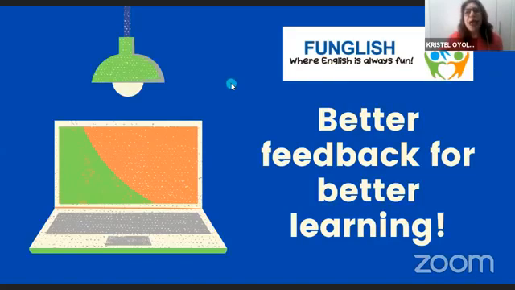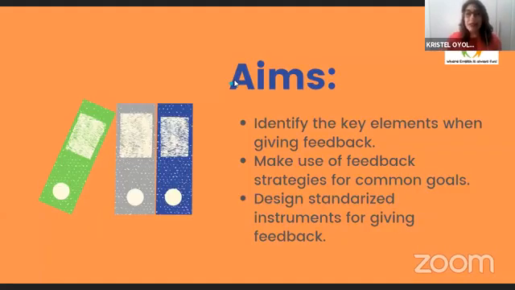Okay, so, better feedback, better learning. What are the aims for today? To identify the key elements when giving feedback. What are the important things we need to pay attention to when we are providing feedback? Second learning objective is to make use of feedback strategies for common goals. We are always very concerned about how to give the right feedback when we are managing large groups, like 200 students. How can we provide formative feedback with this amount of students, right? And aim number 3 is to design standardized instruments for giving feedback.